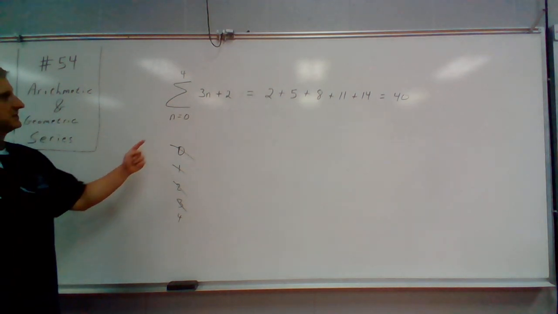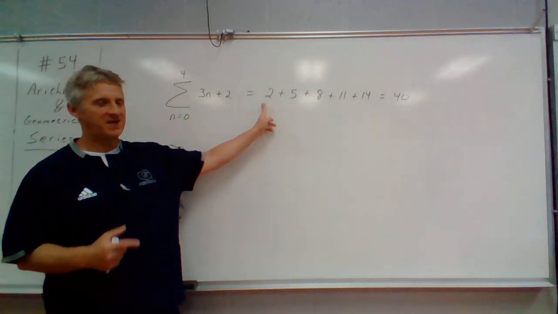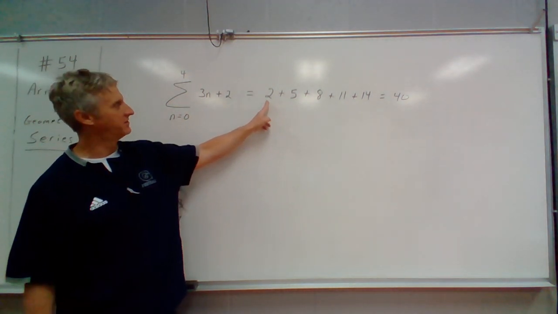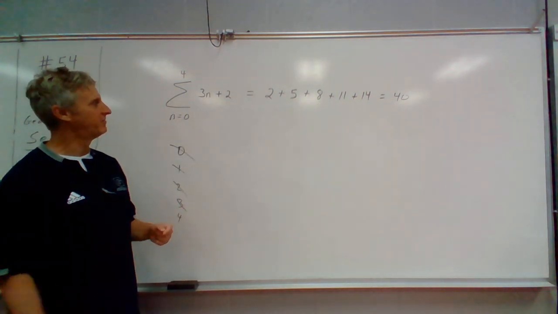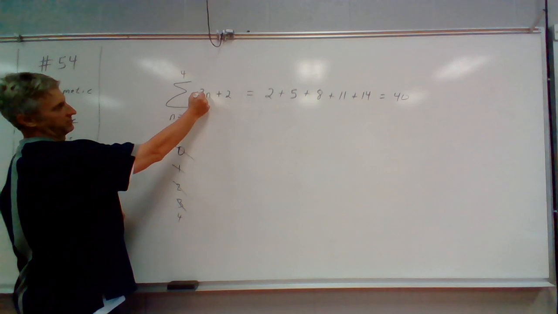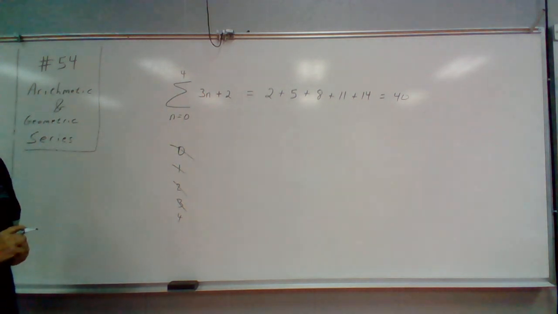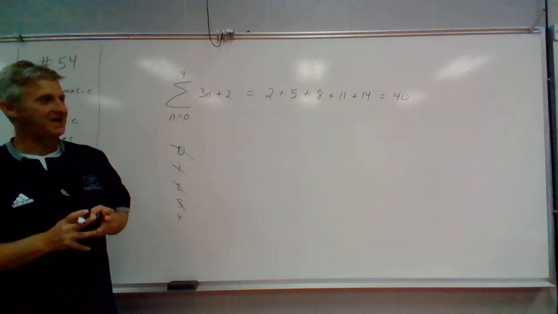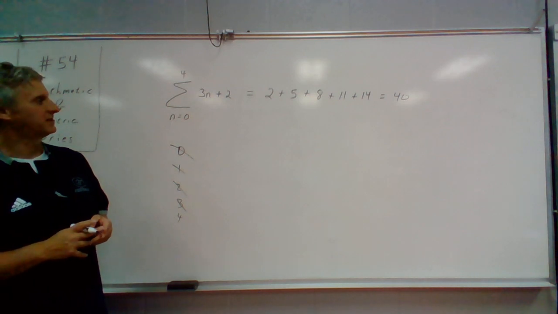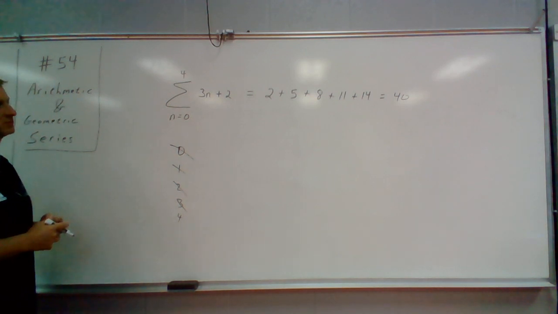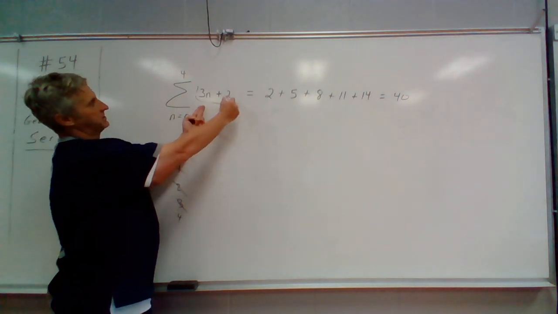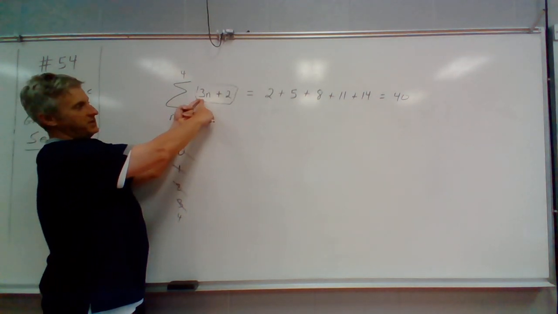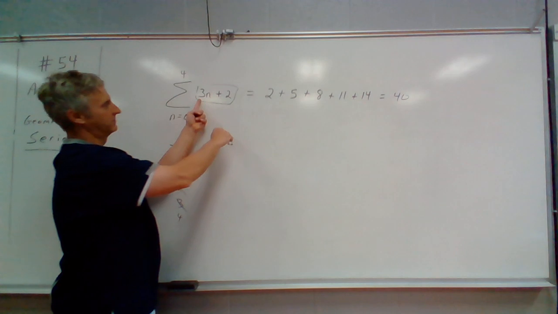Okay, notice some things. This is an arithmetic series because I have a common difference. My common difference is 3. Each time I'm going up by 3. Notice, right there's the 3. Remember, 3 is like the slope, or the common difference is like the slope in the arithmetic sequence or series. So this is a linear equation. My slope is 3. My common difference is 3.